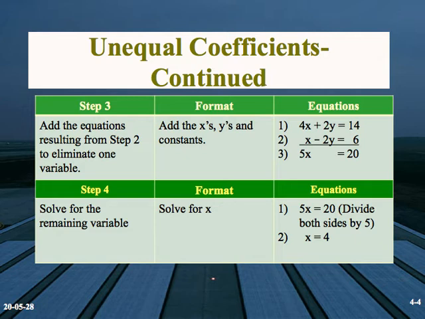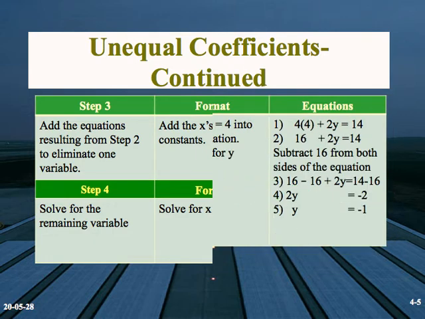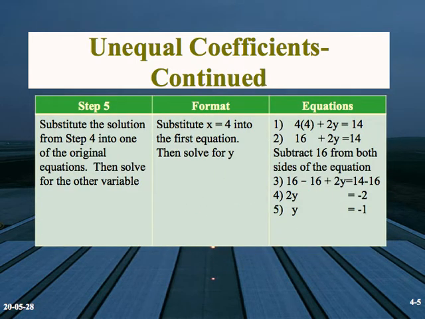In step 4, we solve for the remaining variable. We solve for x. 5x equals 20. Divide both sides by 5. x equals 4. In step 5, we substitute the solution from step 4 into one of the original equations, then solve for the other variable. Substitute x equals 4 into the first equation, then solve for y.